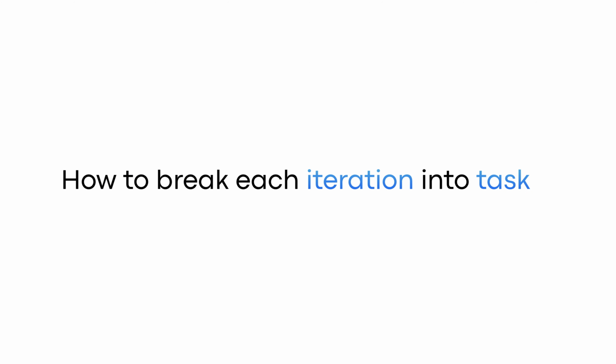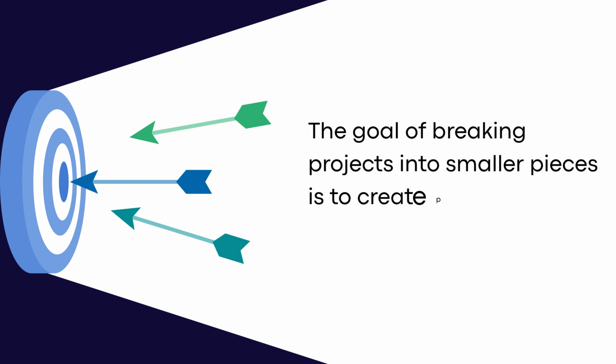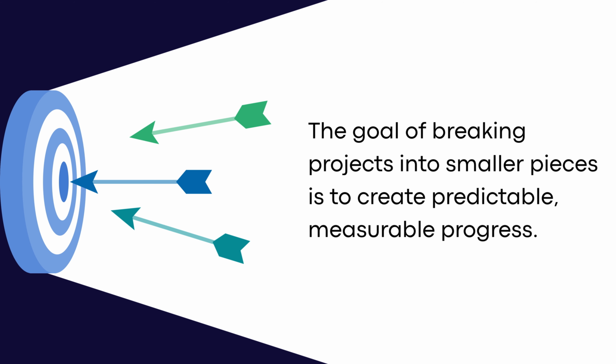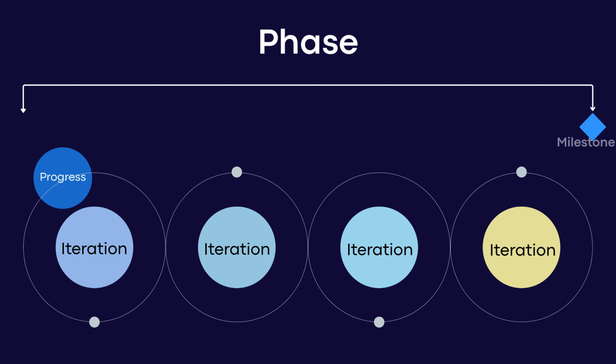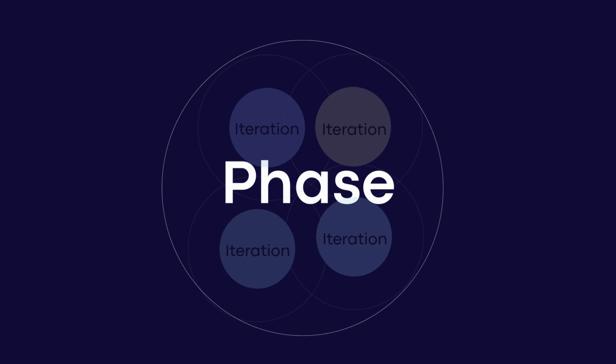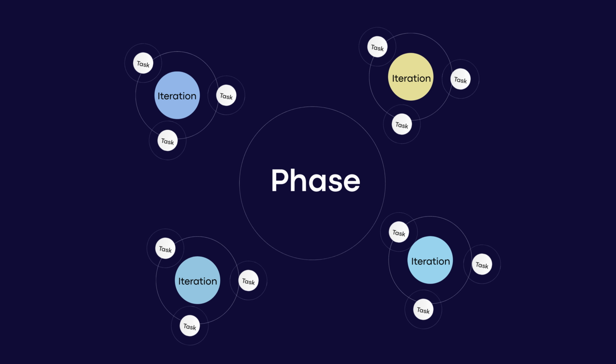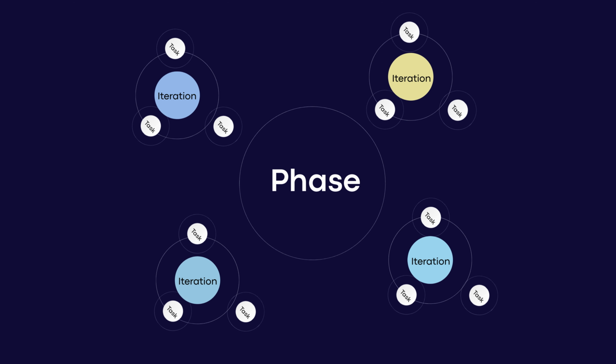Now let's see how to break iterations into tasks. Before diving, remember this. The goal of breaking projects into smaller pieces is to create predictable, measurable progress. Once your phases and milestones are set, the real progress happens inside the iterations. Each phase gets broken down into iterations, and each iteration contains the tasks you must finish to keep the project on track.